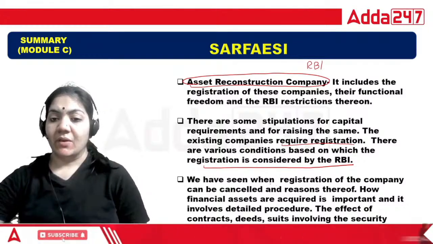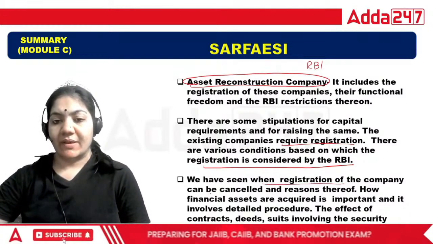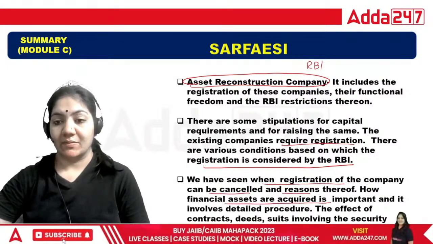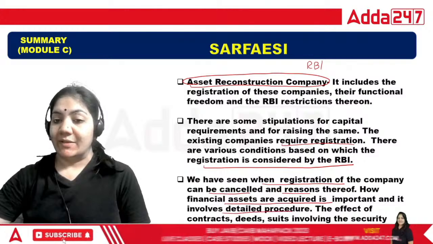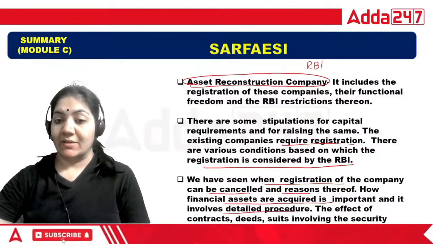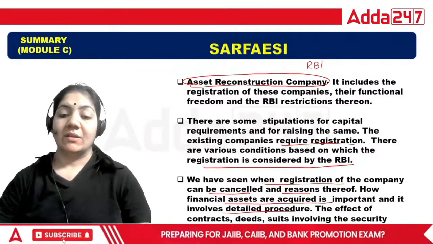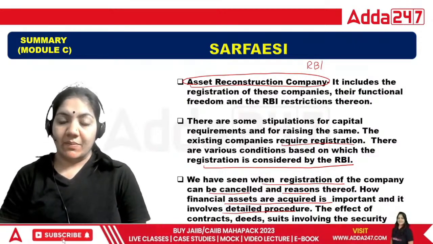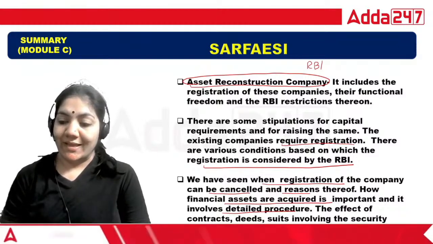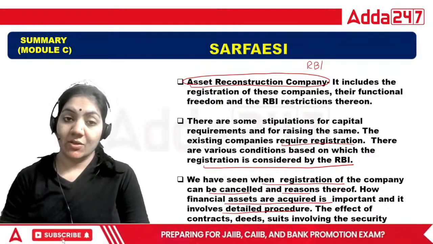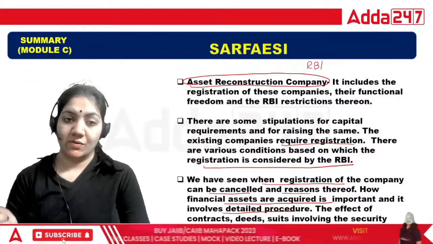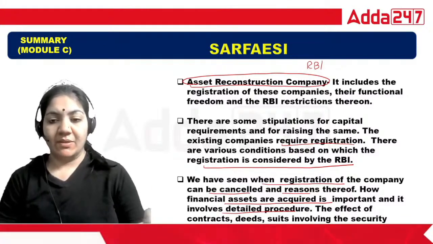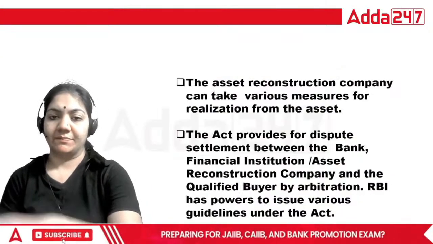We have seen when registration of the company can be cancelled and the reason thereof, how financial assets are acquired is important, and it involves a detailed procedure. The effect of contract, deed, suit involving security in the asset also seen. So basically the main work of the ARC company is to take the security receipt from the bank and financial institution, and it will pay the money to the bank. So this is the particular process of your SARFAESI Act.